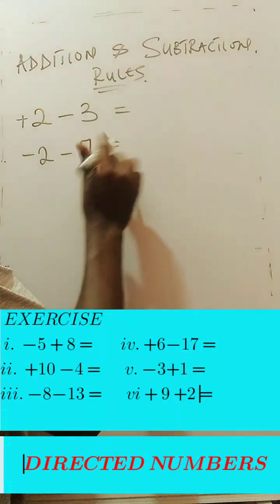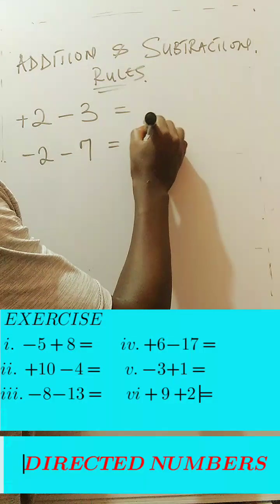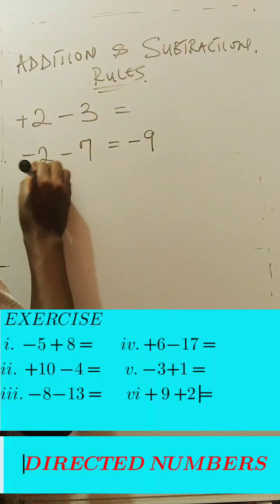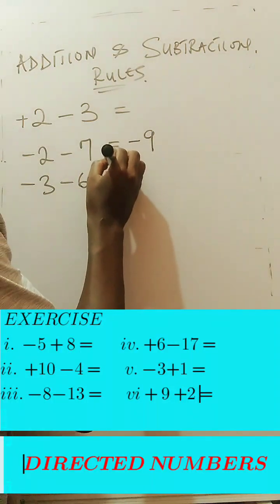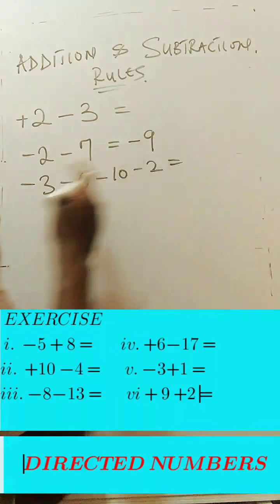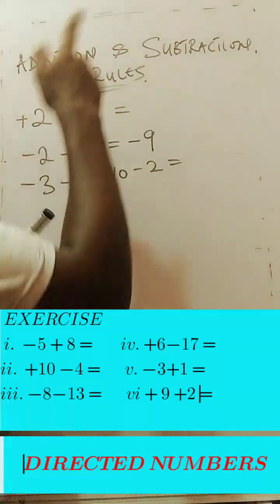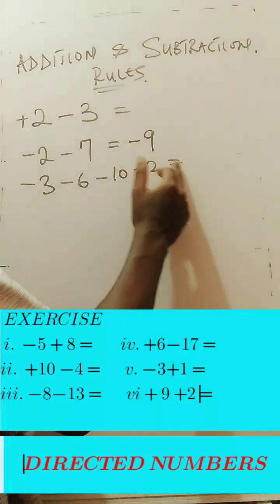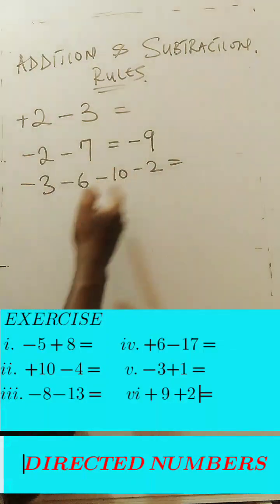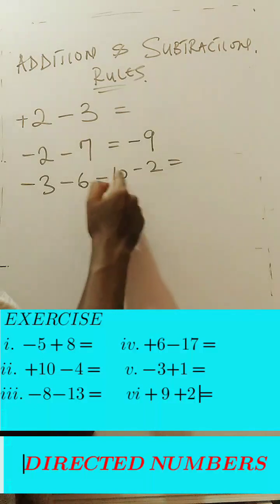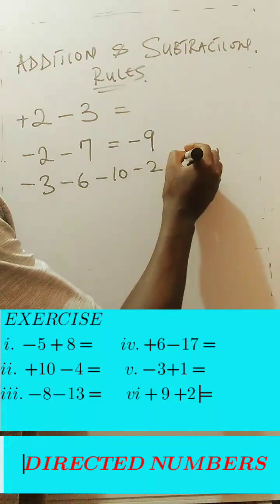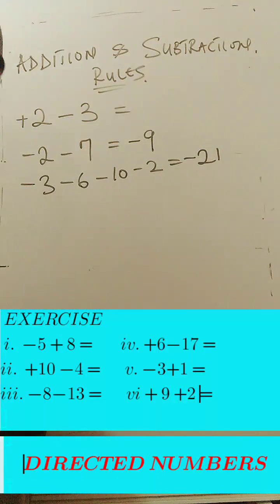Just add the two numbers involved, 2 plus 7, that is 9, and then put that common sign. So even if you are having minus 3, minus 6, minus 10, minus 2, as long as you can see this is the pattern of addition and subtraction: sign, number, sign, number, sign, number, sign. Once their signs are all the same, add them together. 3 plus 6, 9 plus this, 19 plus 2, 21. You put that common sign. So this rule applies when the signs are the same.